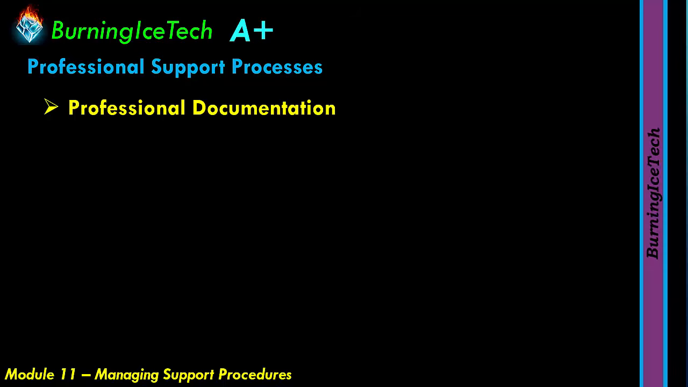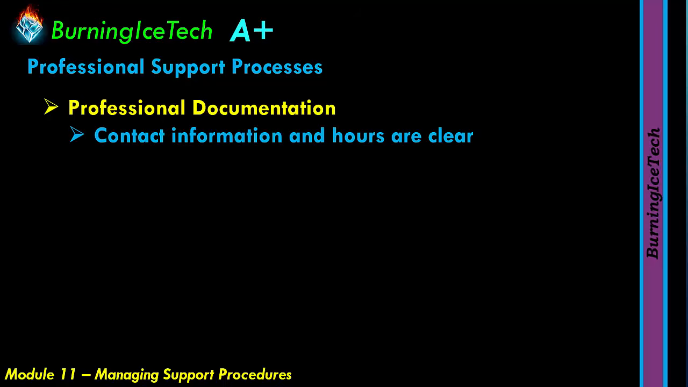So this professional documentation, guys, it's things like contact information and hours. That should be clear. So how can your customers, your users, your clients contact you, and when can they contact you? So if I am, for example, an ISP company, an internet service provider, how can my customers contact me? On my website, there should be maybe a phone number and email address. Maybe on the routers and stuff in their home, there's a sticker on there with contact information. And it should specify, call us between 7 and 7. If it's after 7 evening, tough bananas, guys, tough bananas.